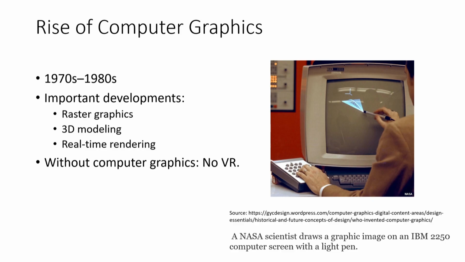During this era also we saw computer graphics rising, especially from the 70s to the 80s. So, here you can see a NASA scientist drawing a graphical image on an IBM 2250 computer screen with a light pen. Key developments in this rise of computer graphics included the development of what are known as raster graphics, where the screen is scanned line by line to render an image, the rise of 3D modeling and real time rendering. Now, without this rise of computer graphics, we would not have realized the VR that we see today.